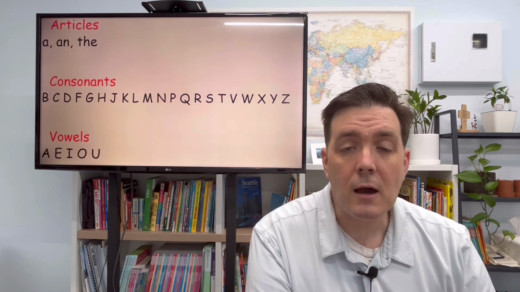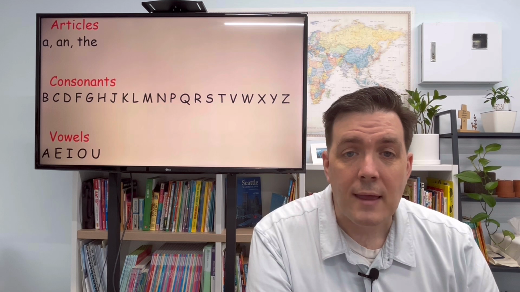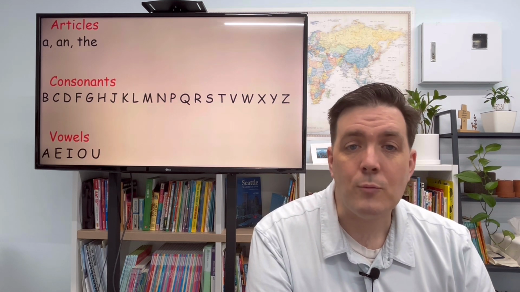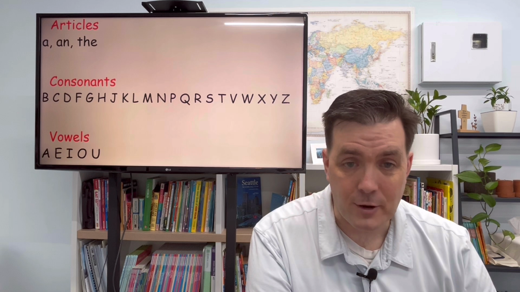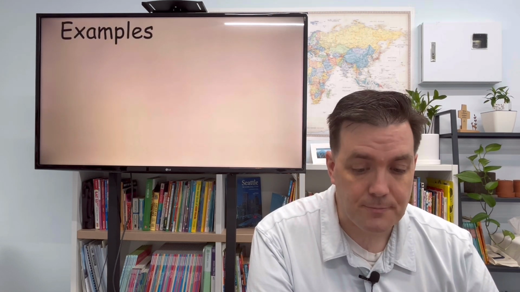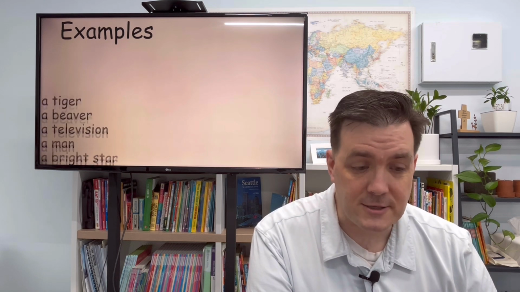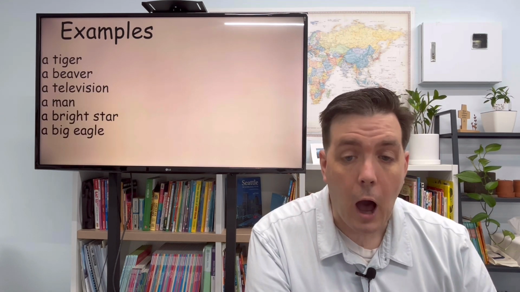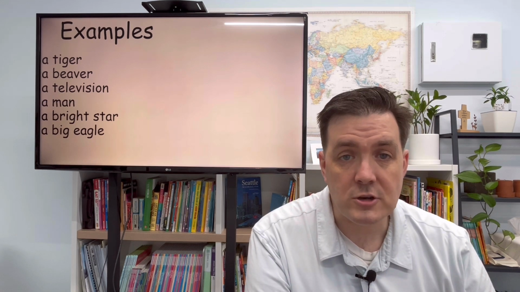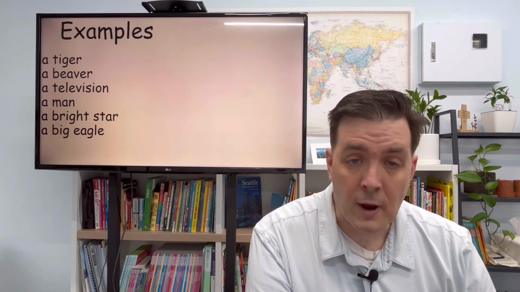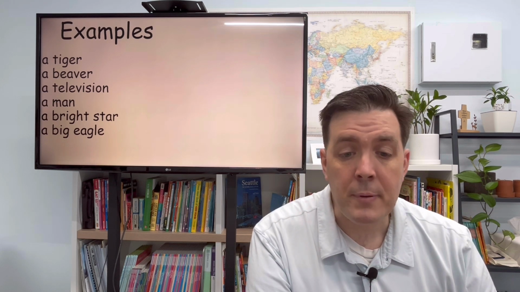Now, why am I teaching you consonants and vowels? The answer is because of the beginning of a word: if you start with a consonant, then you put a in front of it. If you start a word with a vowel, then you put an in front of it. So let me give you a few examples. Take a look at all of these words that start with a consonant. We say a tiger, a beaver, a television, a man, a bright star, and a big eagle.